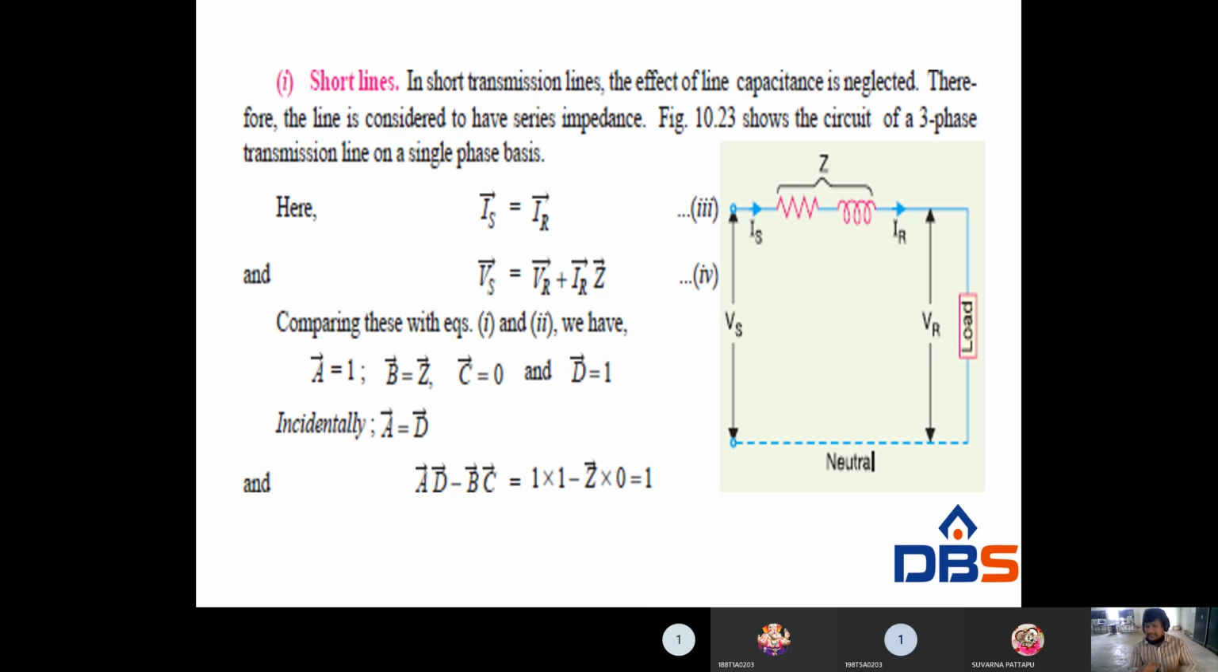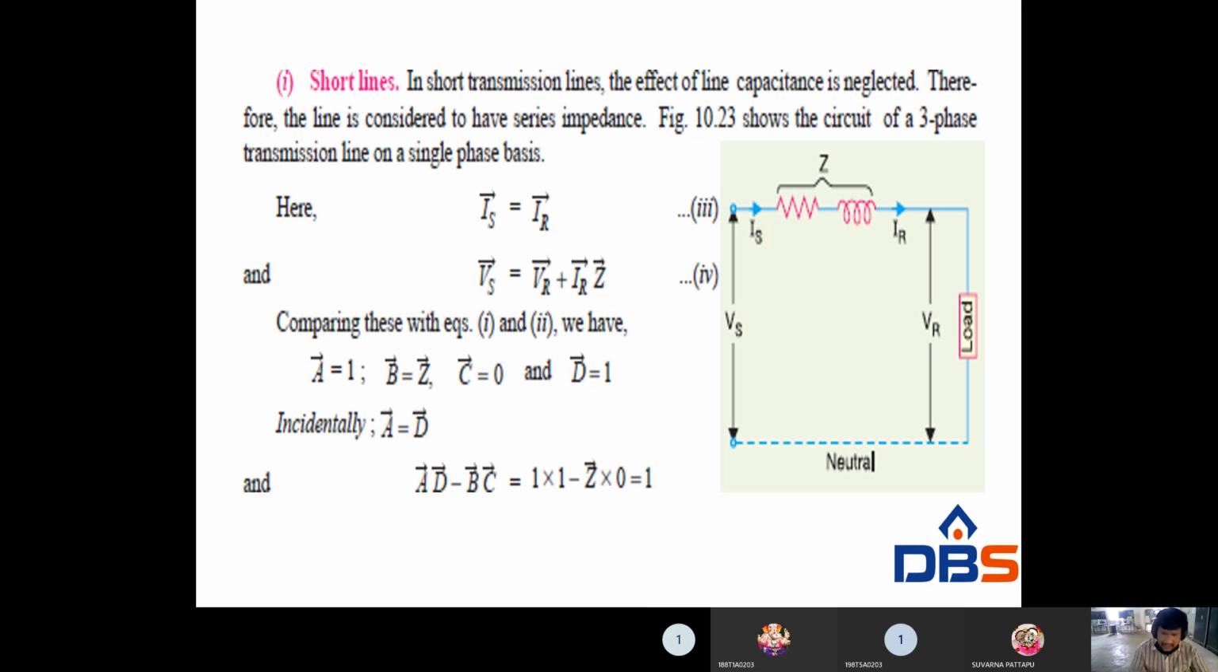In the short transmission line, there are no further methods, only one method. For the medium transmission line, we go for three methods: end condenser, Nominal-T, Nominal-π. Out of those three, Nominal-T and Nominal-π are more important. For the long line, we go for the rigorous calculation, where hyperbolic values are taken, like cosh γL, sinh γL.